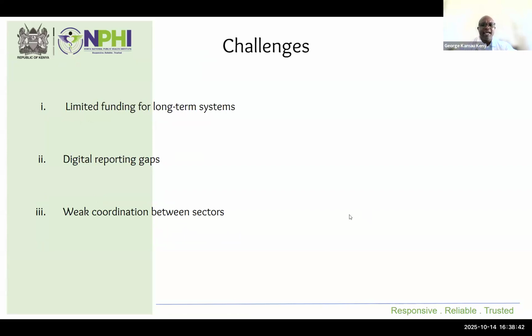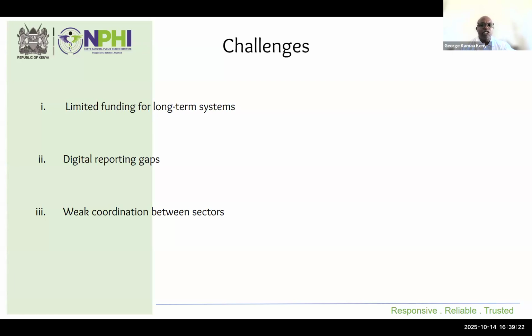So challenges are limited funding for long-term systems. We do appreciate this project brought in funding. But for long-term sustainability, I think we shall require government ownership and allocation of resources. And this we can only do with evidence that will be generated from these projects to be able to advocate for change and even resource allocation. So it is our sincere hope that the evidence generated from these projects can be used to give a paradigm shift to the way government funds and allocates resources to the community.